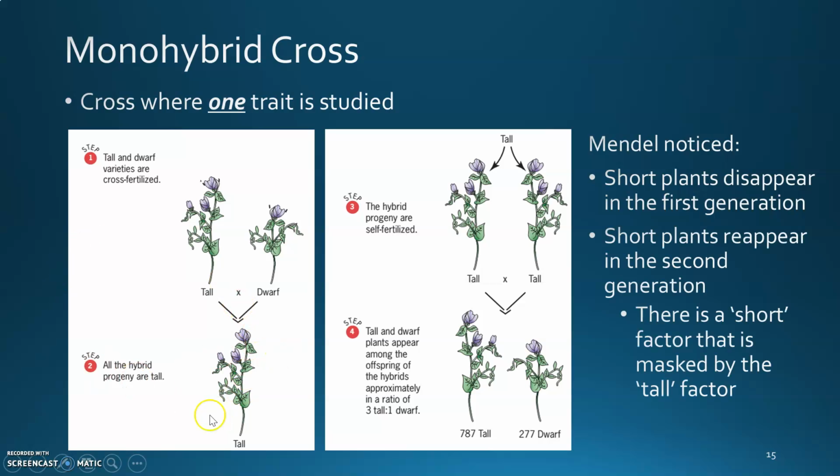But if he took these progeny, these tall hybrid plants, and allowed them to self-fertilize, basically one tall plant progeny crossed with another tall plant, in the next generation he noticed that the short plants reappeared. And there were still some tall plants. There were actually about 3 times as many tall as there were short. But it seemed like the short factor, this dwarf factor, was masked by the tall one, and then reappeared in the second generation.